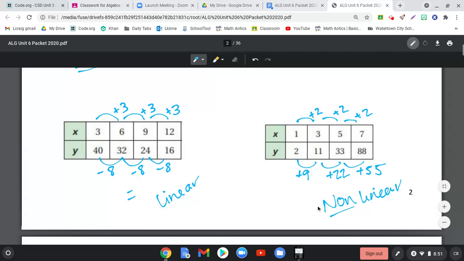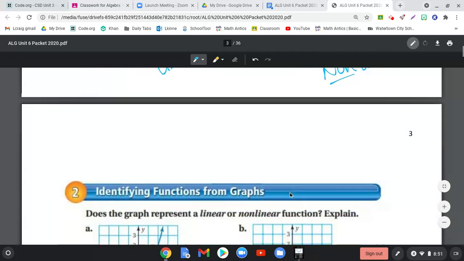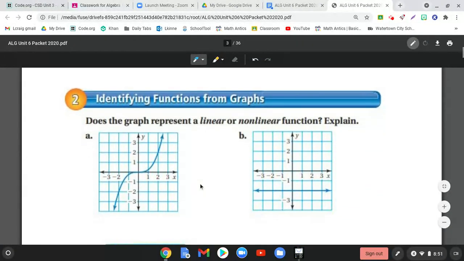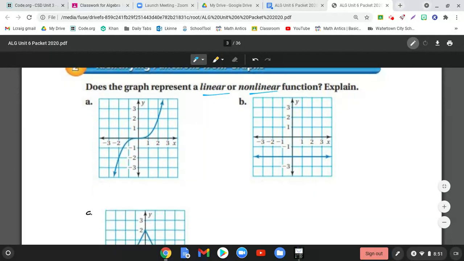All right, now graphs are even easier. Does the graph represent a linear or nonlinear function? Do you see a line?